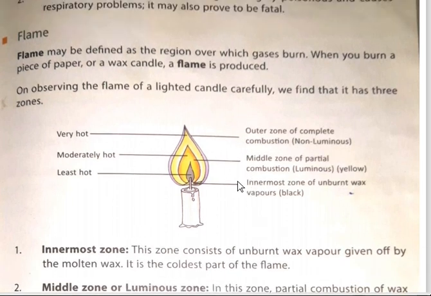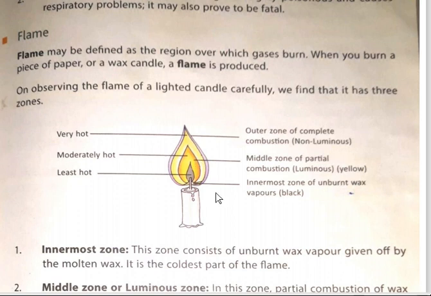One diagram is shown here. It is a diagram of a candle flame, showing the three layers of the candle flame: outer layer, middle layer, and inner layer. The inner layer looks black in color, the middle one looks yellowish in color, and the outer layer is colorless.